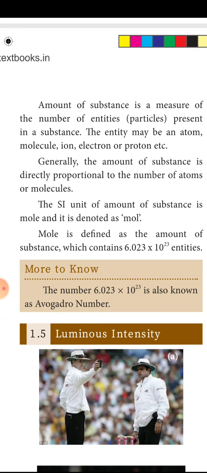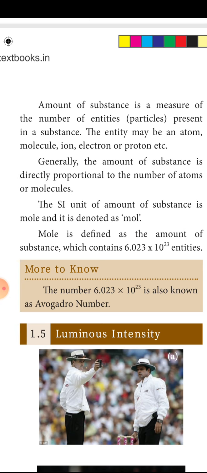Generally we can say that amount of substance is directly proportional to the number of atoms in a matter or the number of molecules in a matter. So amount of substance is directly proportional to the number of molecules or atoms in a matter. The SI unit of amount of substance we studied in the tabular column. Since we are calculating the number of molecules, it is mole. The SI unit of amount of substance is mole.